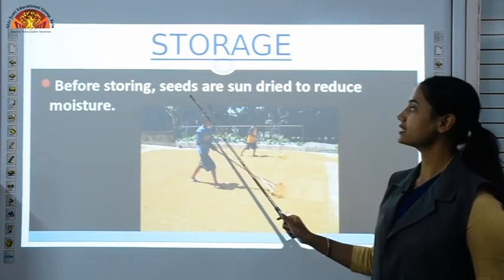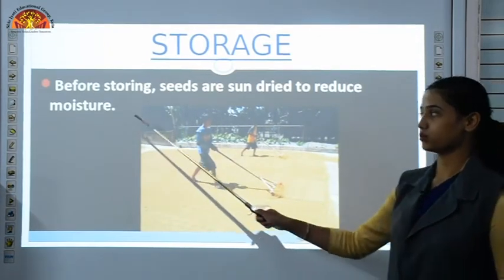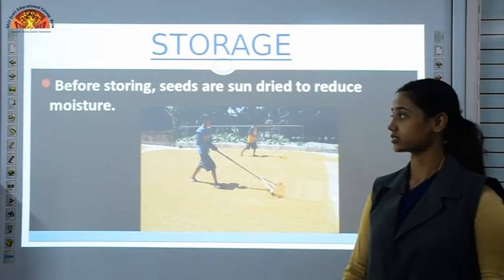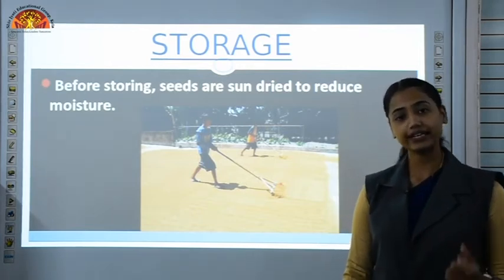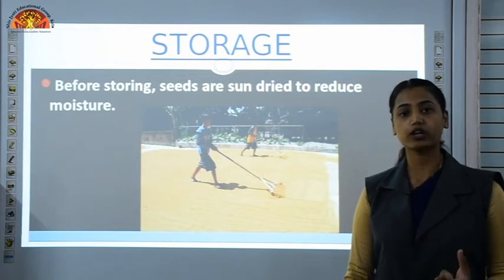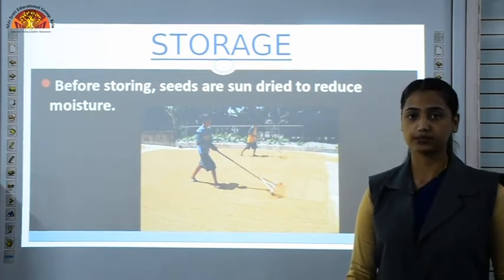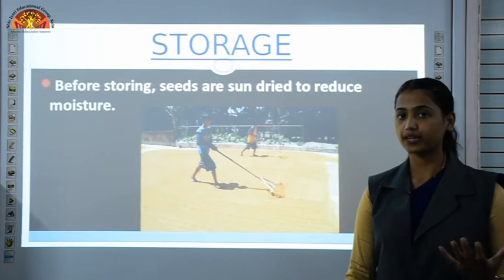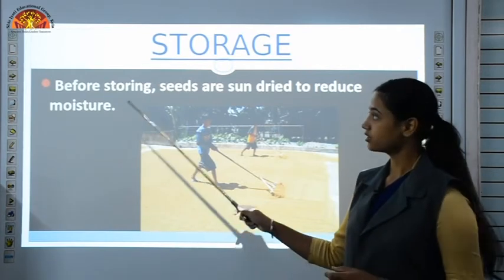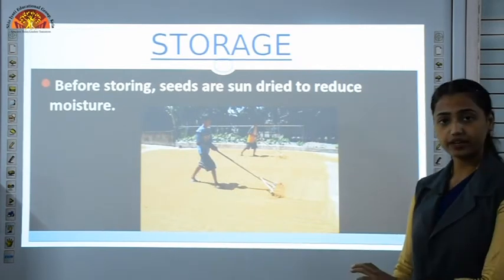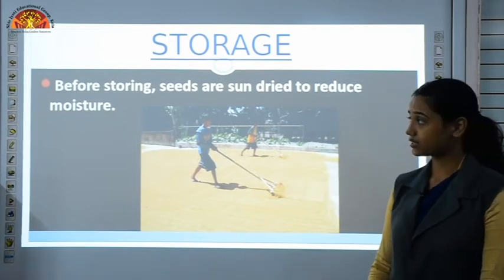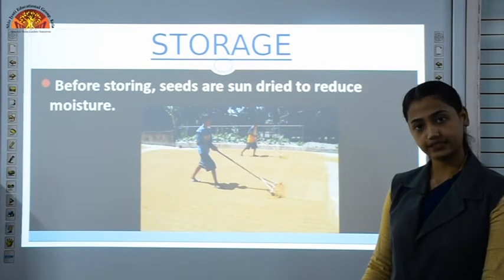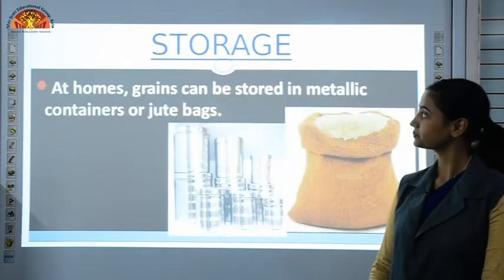Before storing, seeds are sun dried to reduce moisture. As we all know, moisture, the content of water, is a very good environment for the growth of microorganisms. They grow very well in moist places. So we dry our grains under direct sun. All the moisture present in the seeds escapes out.